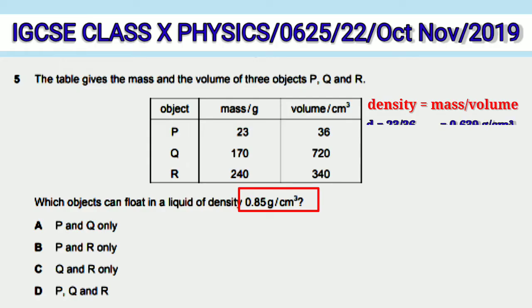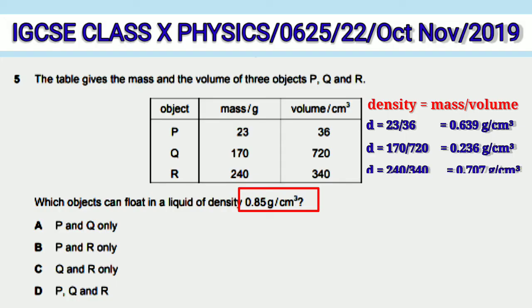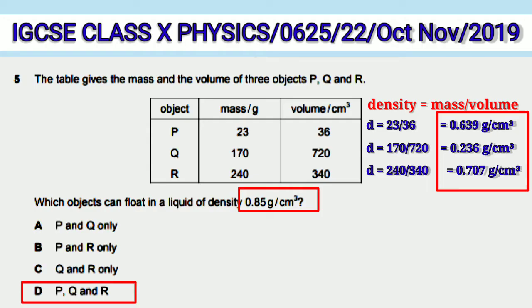Density of P is 23 by 36, that is 0.639 gram per centimeter cube. Density of Q is 170 by 720, which comes to 0.236 gram per centimeter cube. And R has density of 240 divided by 340, that is 0.707 gram per centimeter cube. So we can see the density of all three objects P, Q and R is less than 0.85. So all three will float in the fluid. So the correct answer is option D, P, Q, R.